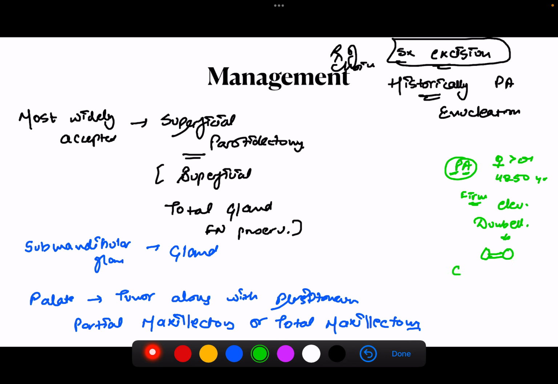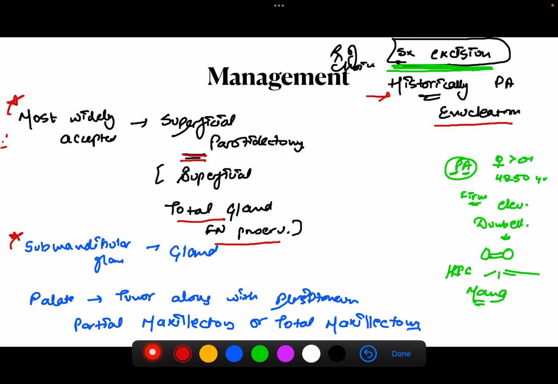Then we studied the histopathological examination, which was given by Foot and Frazell, and they classified it into 4 classes. And then the management part, in which surgical excision is the treatment of choice nowadays. Also, we've seen that historically enucleation was performed. Most widely accepted is superficial parotidectomy or total gland excision with facial nerve preservation. For the submandibular gland, removal is done. And for the palate, tumor removal along with periosteum is performed. And partial maxillectomy or total maxillectomy is required when the tumor has invaded or eroded the bone.